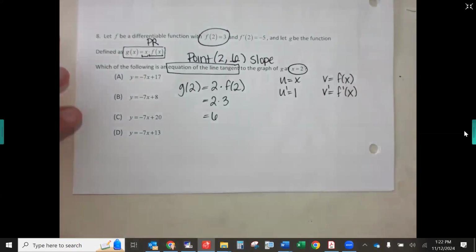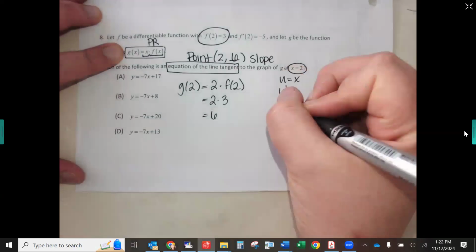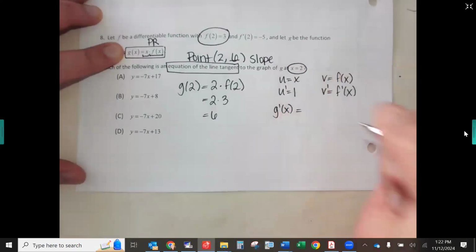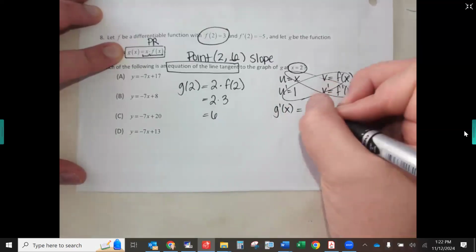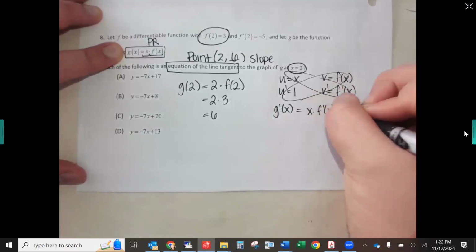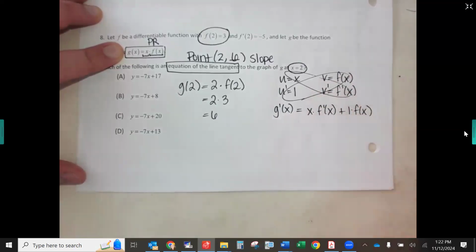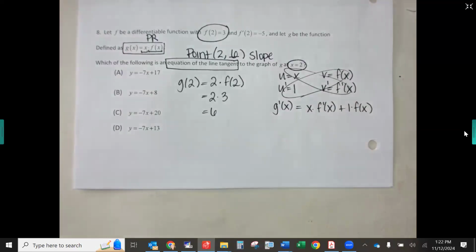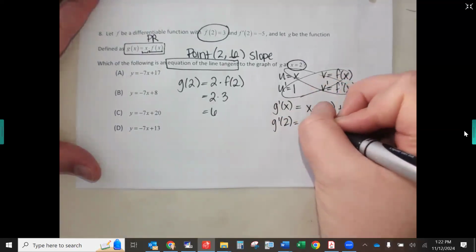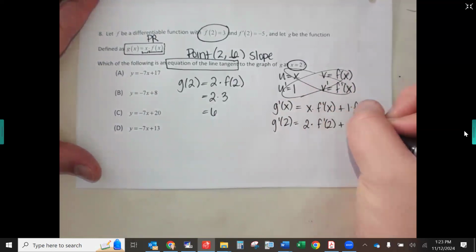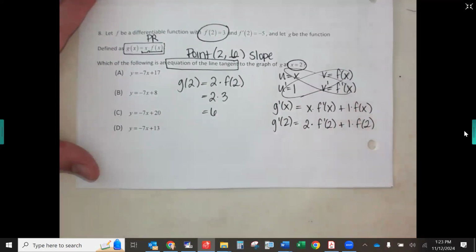All right, so let's take our derivative. Our original function was g. So now we have g prime. And it's going to be this plus this. Remember, for product rule, it doesn't matter which one you do first. Okay, but be careful about f versus f prime. Because we're going to use different information as we plug in based on which one it is. Okay, we're plugging in our x, which is 2. So it'd be 2 times f prime of 2 plus 1 times f of 2.